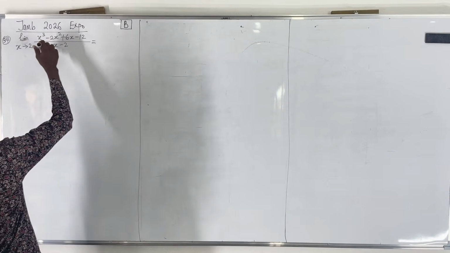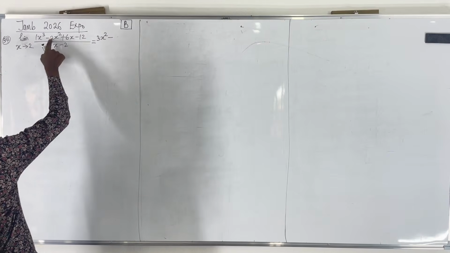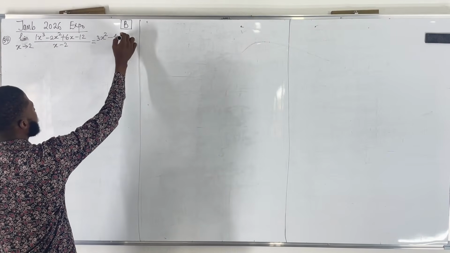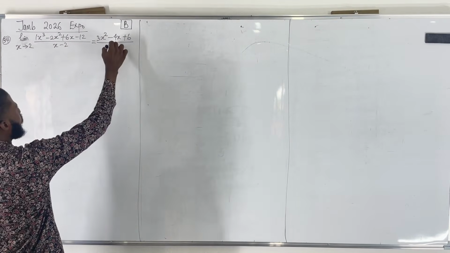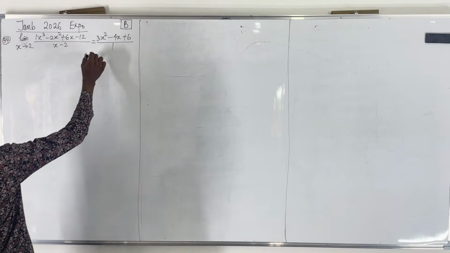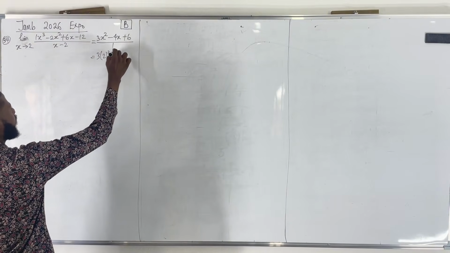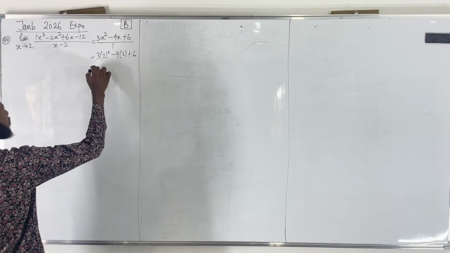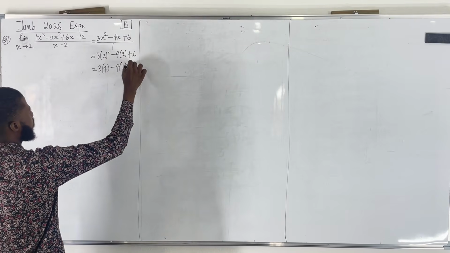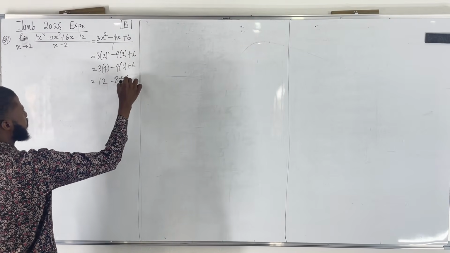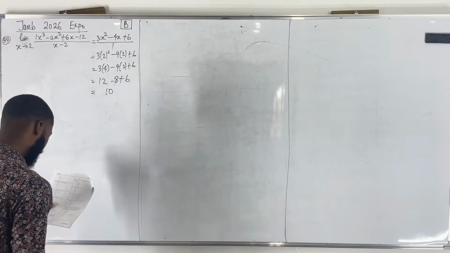Differentiate x cubed, what would you get? 1 times 3, that would be 3x squared, minus 2 times 2 is 4, so that would be 4x, and then plus 6. Divided by, differentiate the bottom one. This x here will just give you 1. The 2 is a constant, so it's gone. Now anywhere you see x here, you can now put 2. So this will be 3 bracket 2 squared minus 4 bracket 2 plus 6. This is 3 times 4, because 2 squared is 4, minus 4 times 2 plus 6. So this is 12 minus 8 plus 6. 12 minus 8 is 4. 4 plus 6 is 10. So the answer is going to be B.